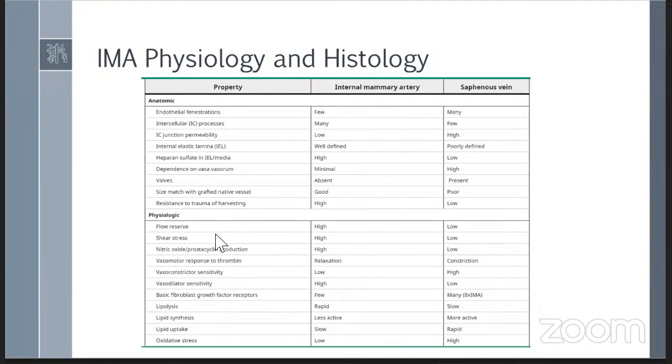In addition to other physiologic characteristics, the mammary has a higher flow reserve, with resistance to higher shear stress, and a production of nitric oxide and prostacyclin, which makes it dilate and adapt to the new flow toward the coronary. And also these characteristics, as we will find later, protect the coronaries from further atherosclerosis, stenosis and narrowing.